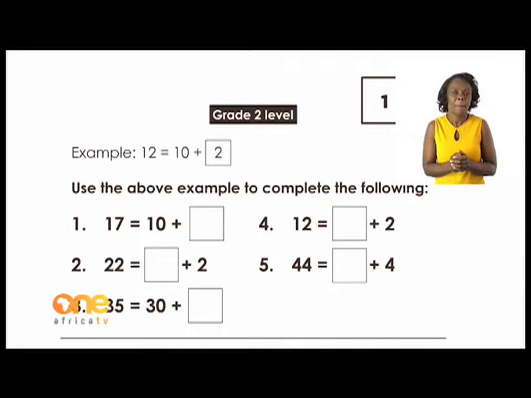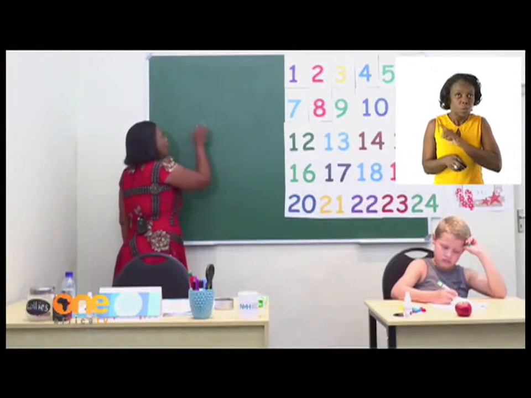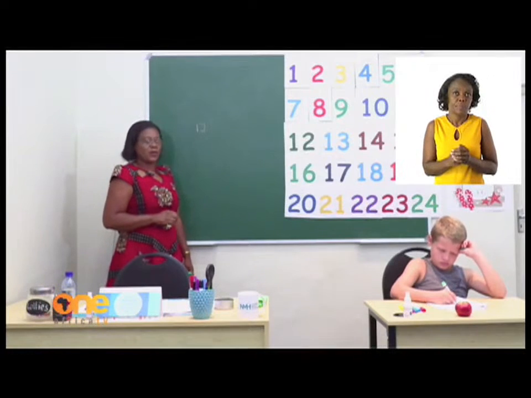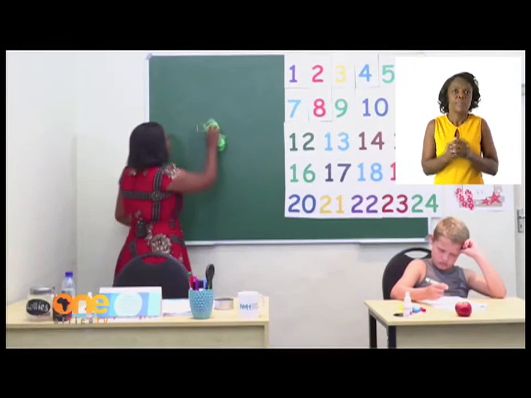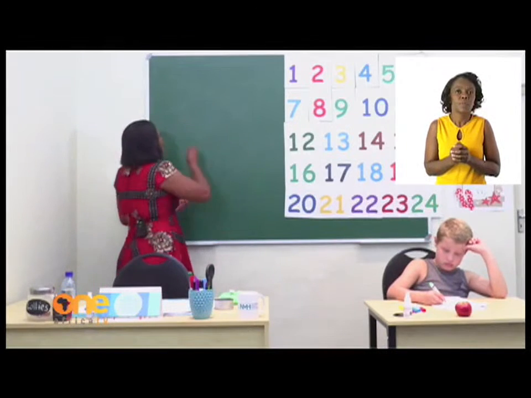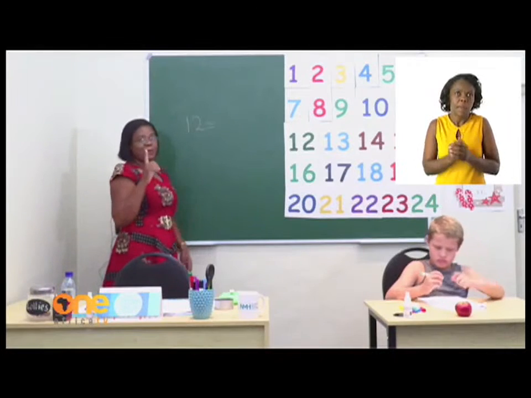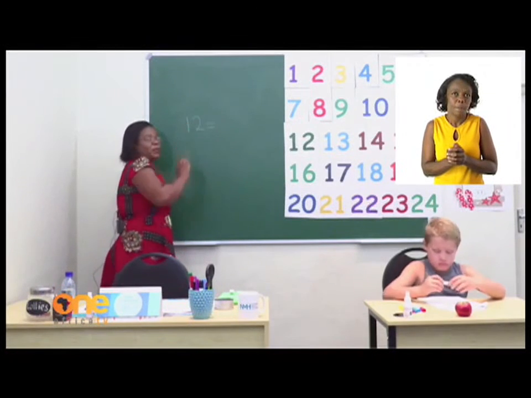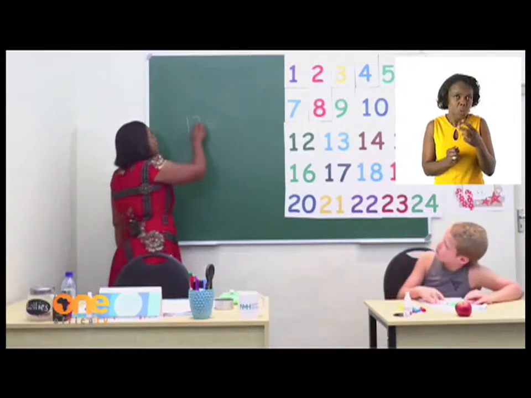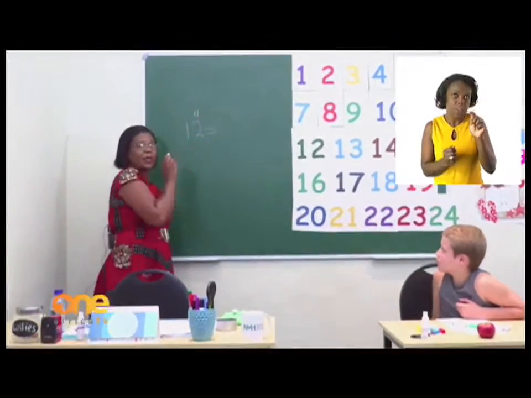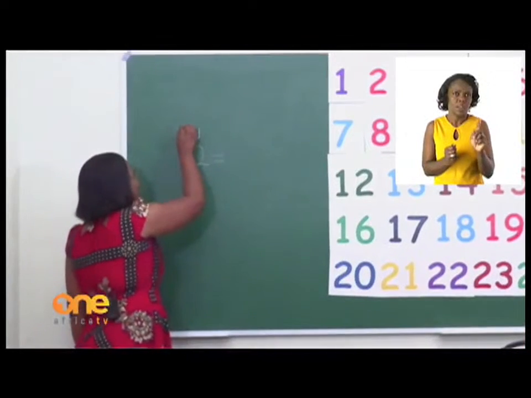Remember what we have learned about place values. The first example that they are giving us is a 12. So we are going to break down the number 12. How do we break it down? Remember the place values. A 2, what place value does it have? A 2 is a unit, and a 1 is a tens.